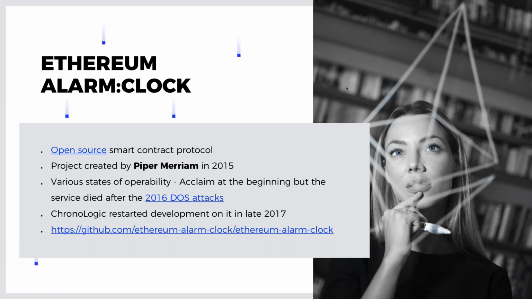The Ethereum Alarm Clock is an open source smart contract protocol built by Piper Merriam in 2015. It kind of died out during the 2016 DOS attacks, and together with Piper, we decided to partner up and restart its development in late 2017.